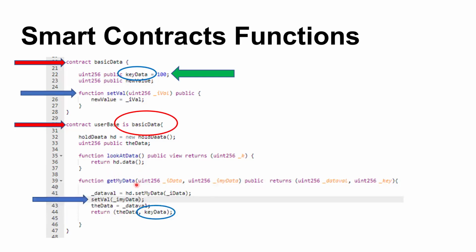Also, we can add to it. So user base is not an exact duplicate of basic data. It also has new functions and new data that we are adding to it. We can add other public integers and other items in here. That is the polymorphism.